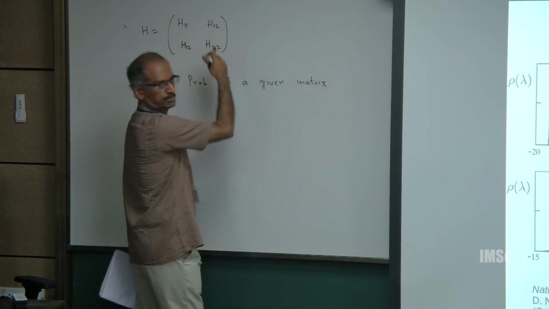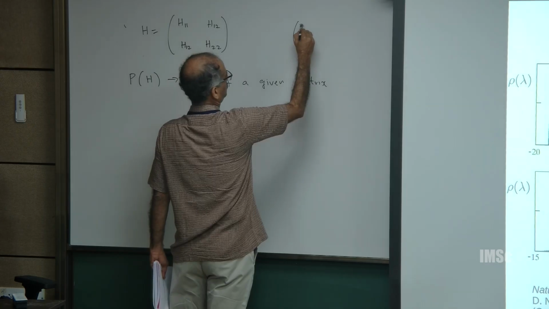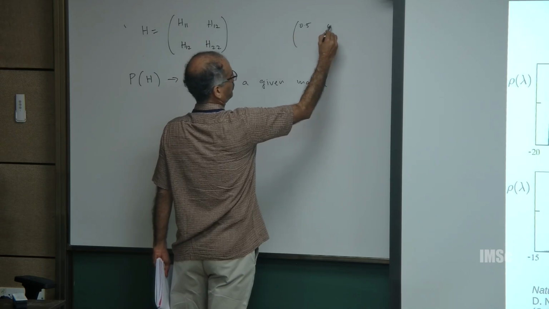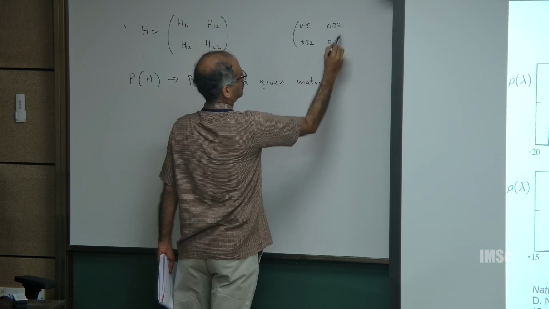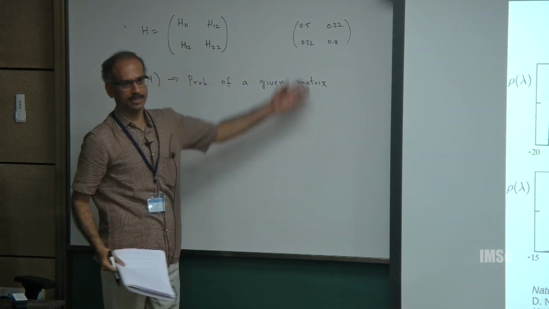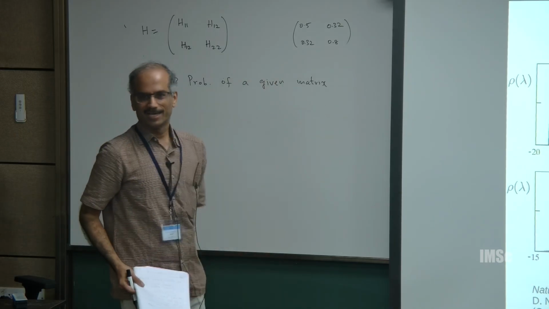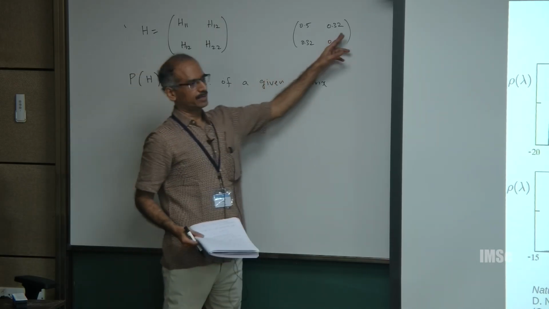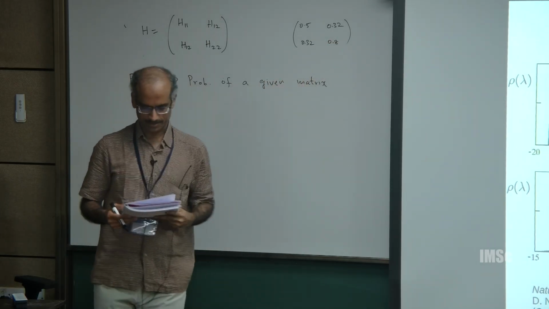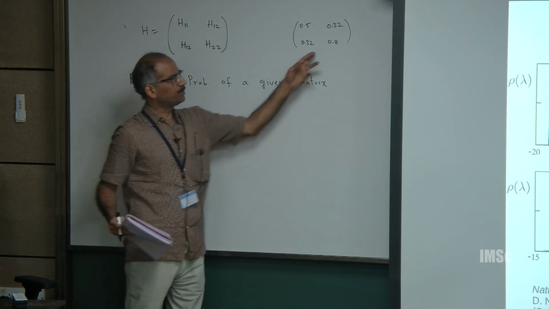Maybe I use some random number generator and create a matrix, for example, something like this: 0.5, maybe 0.32, 0.32, 0.8. This is a random matrix that I just generated. Like this you can keep generating more and more, sticking to the condition that it has to be real and symmetric. Now, what is the probability? How many such possibilities are there?